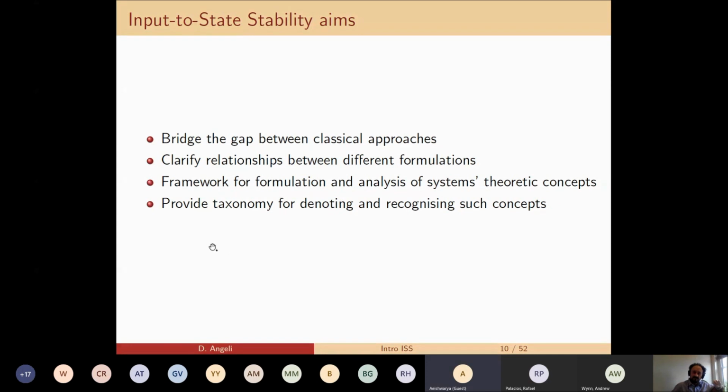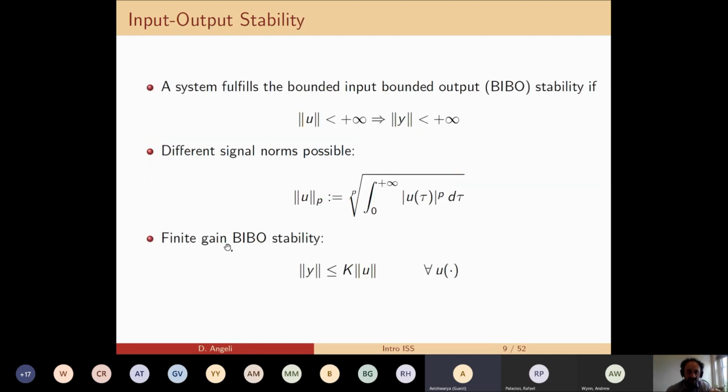I did not get the concept behind the input signal norm in slide 9. On slide 9, the input to output stability, there was the input signal norm and different signal norms. And why are we taking the norm of the input signal? Or is it just an example? So there are different possible signal norms. I've taken an LP norm just as an example.